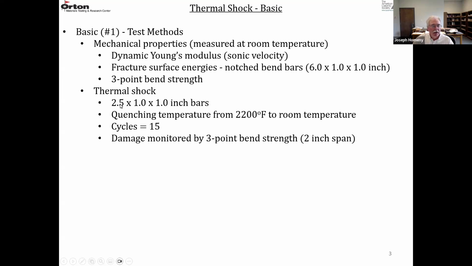So they were 2.5 inches long, 1 inch in cross section, and they quenched from 2200 degrees to room temperature, 15 cycles, and used a 3-point bend strength on a 2-inch span to measure the damage. Technically, on a 1-inch thick sample, the lower span is usually 5 times the thickness. So technically, it's not a valid MOR test. It should have been a 5-inch span, but that's what they used.